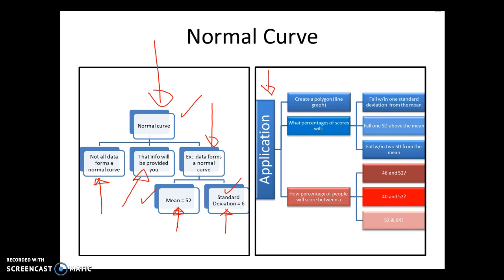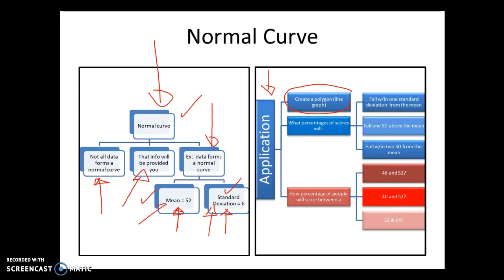Okay, the first one would be this one right here. You should be able to create a line graph or a polygon based upon the fact that you know that the data is a normal distribution, forms a normal curve, and the mean is 52 and the standard deviation is 6. So the first thing I'd like you to do is please create a line graph or a polygon using this data. Mean is 52, standard deviation is 6, and the data forms a normal distribution, a normal curve. Normal distribution is probably the better word. Put me on pause and then do that, okay?